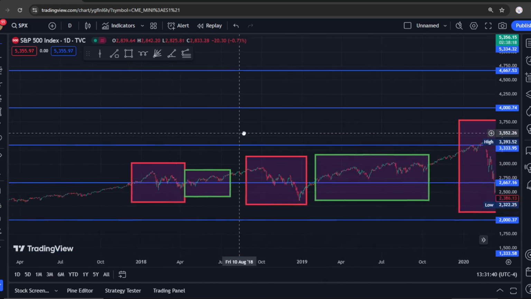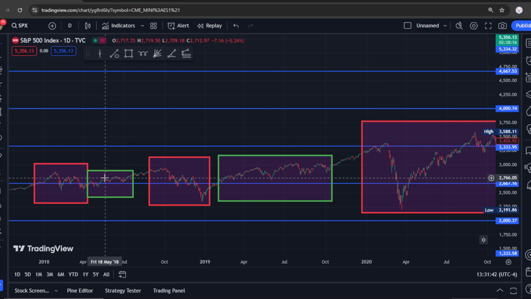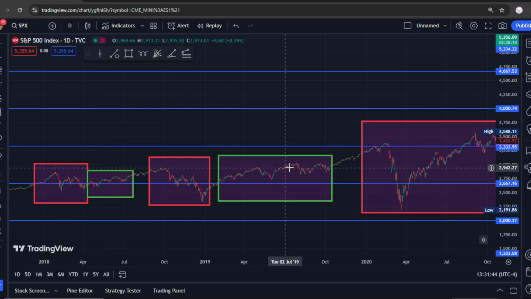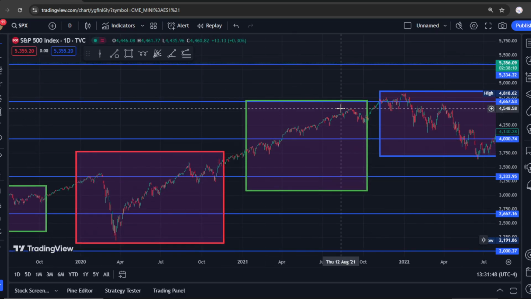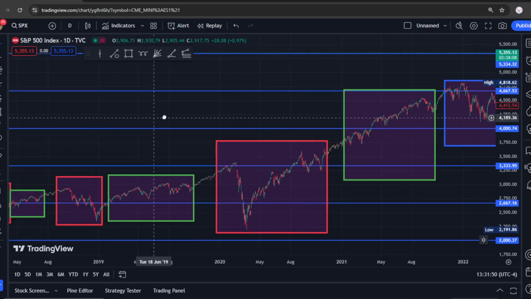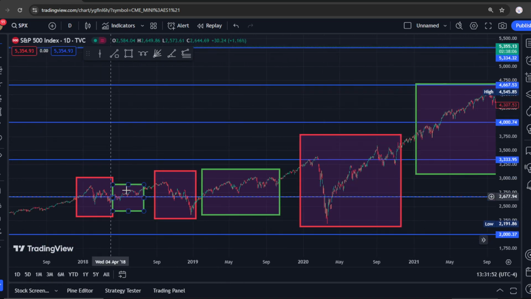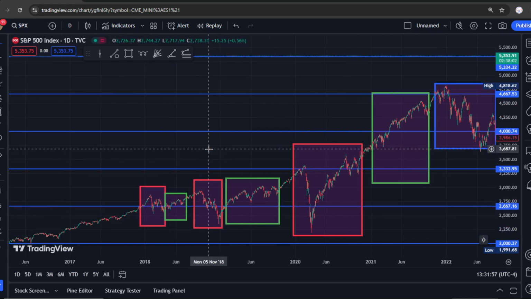Let's go back to the green. 3 rising, 3 rising, 1, 2, 3 rising. And they are expanding in size and in time. So by blocking out portions of the market, you can see this. So where are we in the present market?